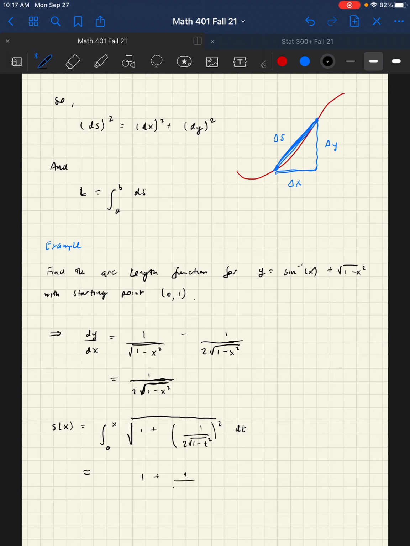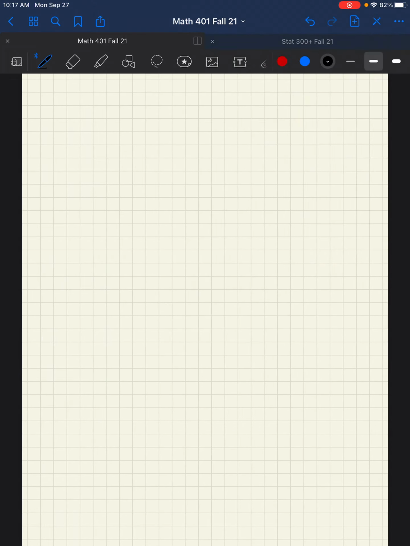Actually, I'm going to use a different letter here, right? Because we don't want to get confused. We're going to write dt. So t squared, and then dt here. So if you square that, right, we're going to get 1 plus 1 over 4, 1 minus t squared underneath the square root, dt.